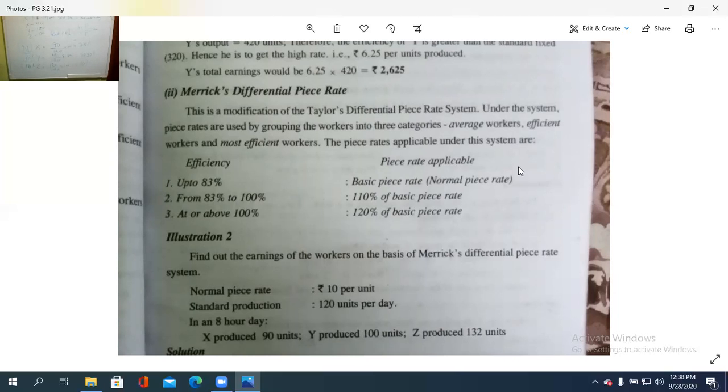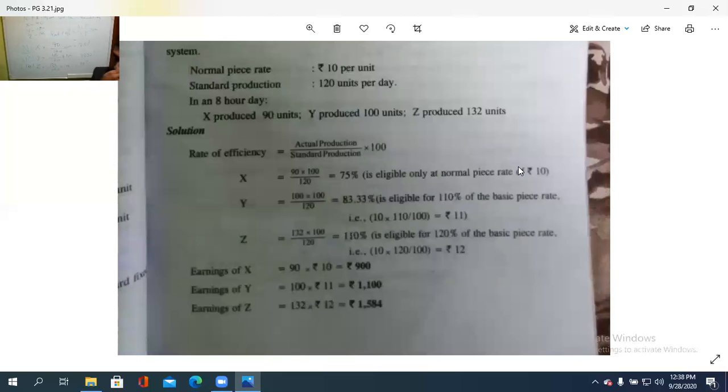ഇതിന്റെ ഒരു മോഡിഫിക്കേഷൻ ആണ് നമ്മൾ ആദ്യം കണ്ട ടൈലേഴ്സിന്റെ ഒരു മോഡിഫൈഡ് ഫോം ആണ് which one? Differential piece rate system. So in such a case, how it is to be calculated? See, 75% that is eligible at a normal rate. Normal rate എത്രയാണ്? 10 രൂപ വെച്ച്. അപ്പം ഏതിന്റെ normal rate? This. Normal rate ഇതിന്റെ 75% എന്ന് പറഞ്ഞാൽ 83% ആണ്. Up to 83% ആണ് വരേണ്ടത്. Up to 83% വരുമ്പോൾ 83%-ന് താഴെ ആയതുകൊണ്ട് normal piece rate should be adopted.